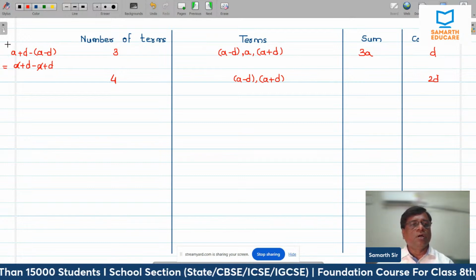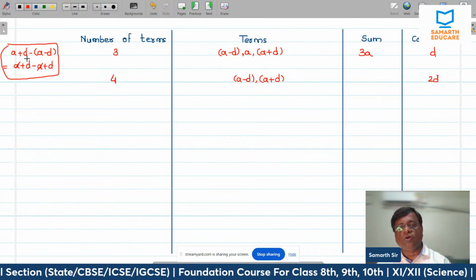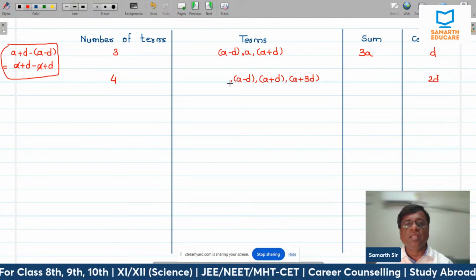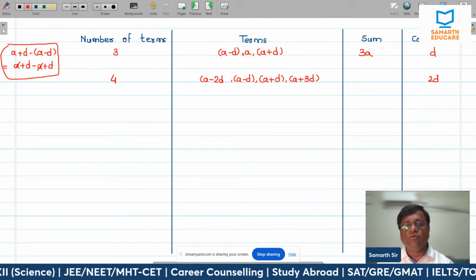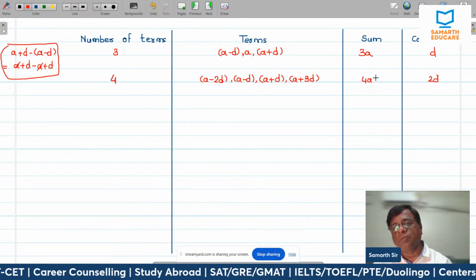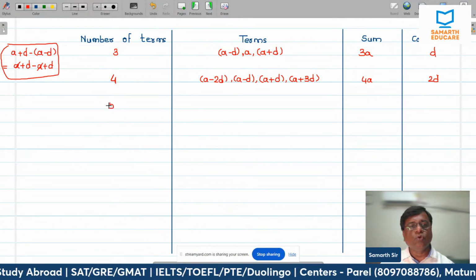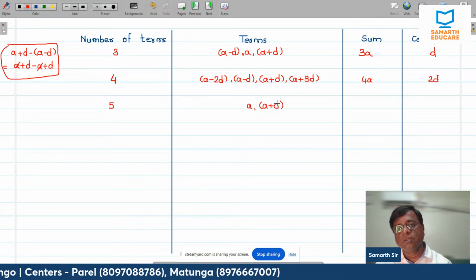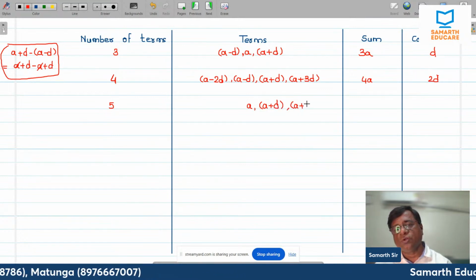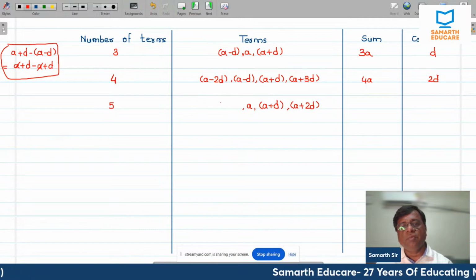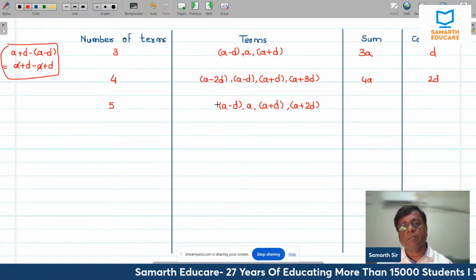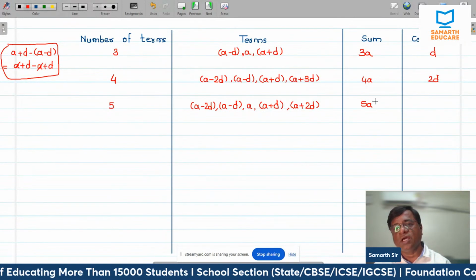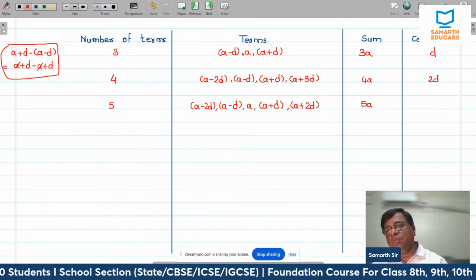Now I hope you have understood this. I was trying to find out the common difference. Since the common difference is 2d, the number after this will be a plus 3d, because we are adding 2d, and the number before will be a minus 3d. Sorry, the one before that will be a minus 2d. Now if you observe, the sum of all numbers here is 4a. If this is understood, then for five numbers, again the middle term is a, the next term is a plus d, and then a plus 2d. The previous term is a minus d, and the one before that is a minus 2d. Here the sum is 5a. If they ask about the sum, we definitely have to take these numbers, and here the common difference is d.